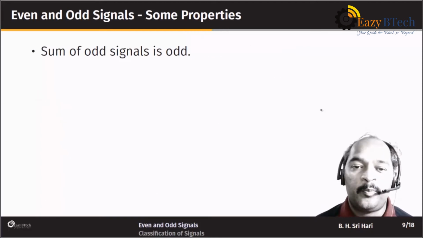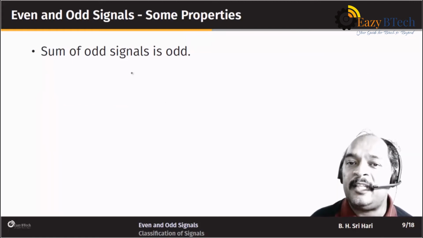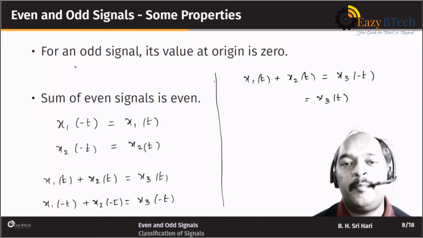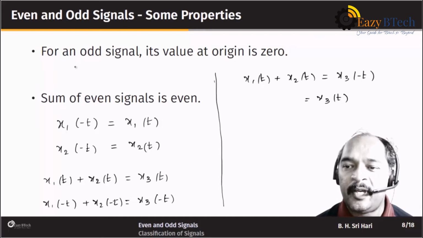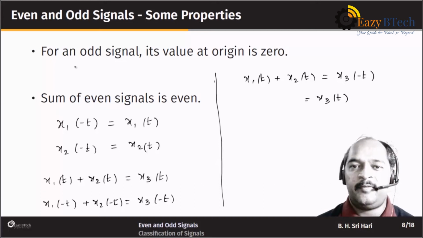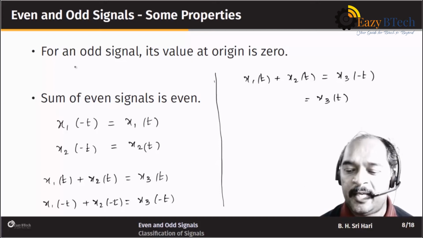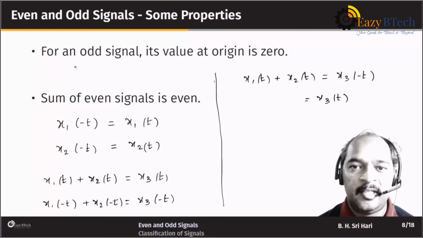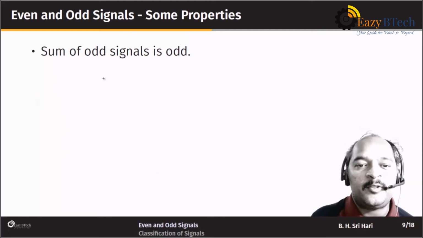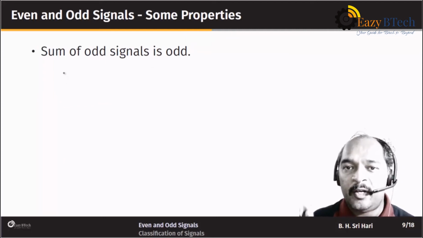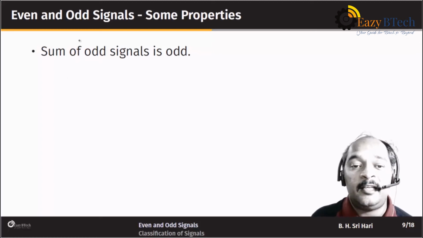Okay, one more property is that the sum of two odd signals is odd. Note that whatever we have seen before is equally applicable for the discrete time case, and hence I am not trying to prove that again. You can just replace t with n and the parentheses with square brackets, then everything remains the same for the discrete time case. Whenever there is a difference, definitely we will see it separately. So the next property says that the sum of odd signals is odd. If you add two odd signals, the resulting signal is also odd.